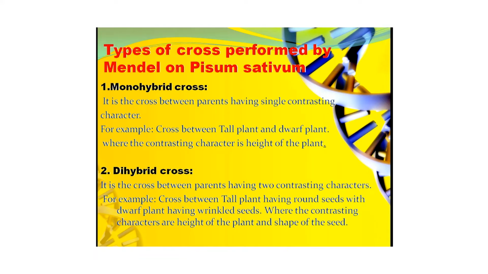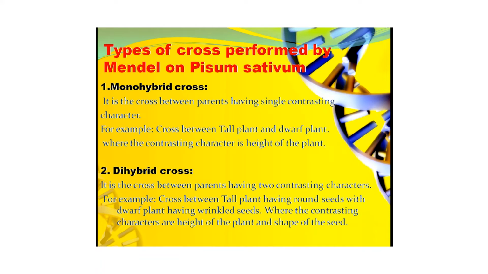Now let me tell you what is actually a single contrasting character. Suppose you take height of the plant. Now when you consider height of the plant, we can have two variations there. Either the plant can be tall or the plant can be dwarf. Suppose you take seed shape, that's a character there, and you can have two contrasting features there. Either the seed can be round or the seed can be wrinkled. Suppose you take seed color, either the seed can be yellow or the seed can be green.